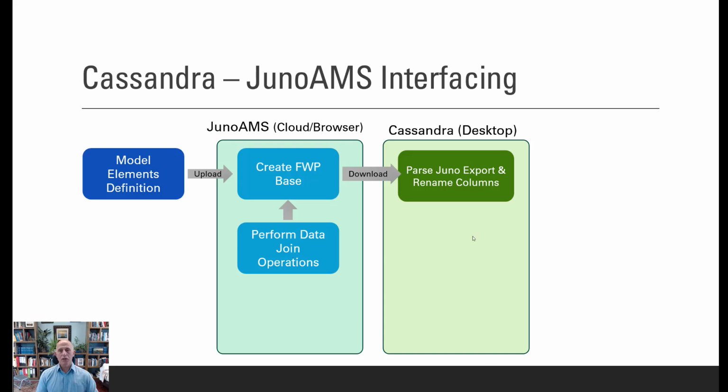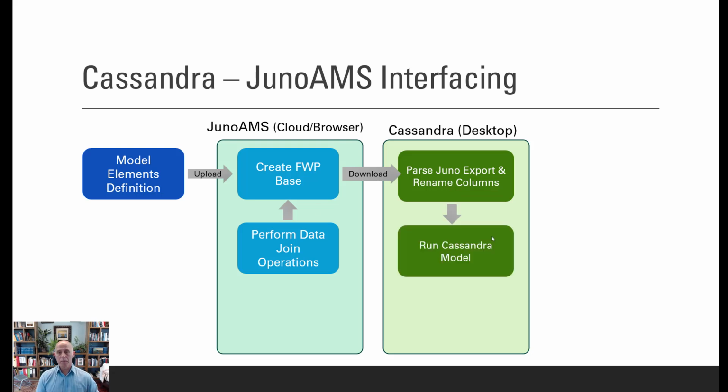So there are tools in Cassandra to help you. If you've got 50 columns or 100 columns in your input file, you don't want to manually be renaming them every time that you download a ForwardWorks program from JunoViewer. So if you set up a template for the renaming once, Cassandra can take care of that and rename it to create your draft input set.